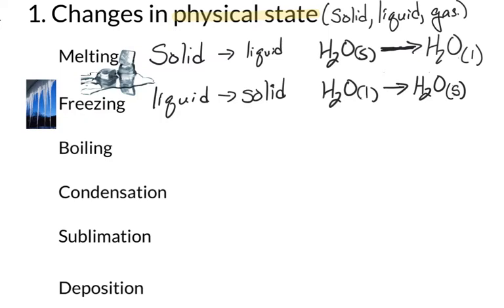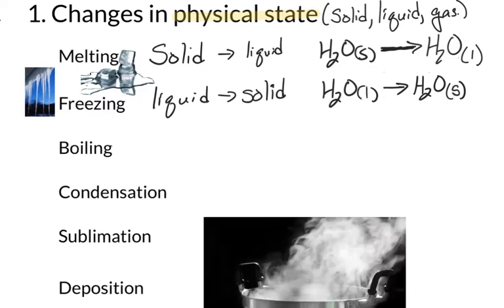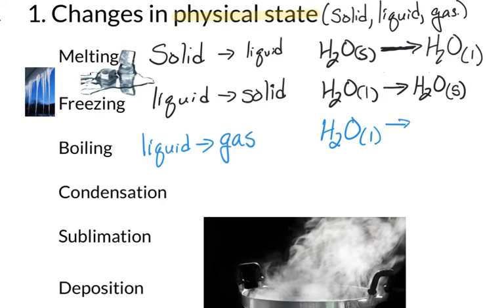So I expect most of you already know melting and freezing. You probably also know the word boiling. So boiling is when you have a liquid that turns into a gas. And for that, if you wanted to write it as an equation, we would write H2O(l) for liquid, turns into, arrow, H2O(g) gas, with a little g.